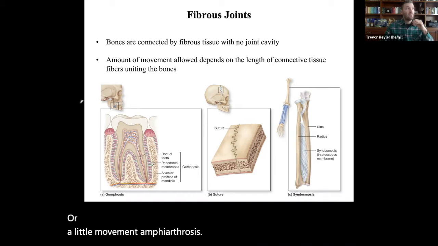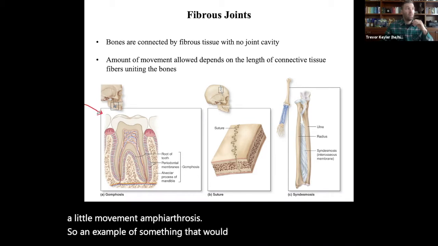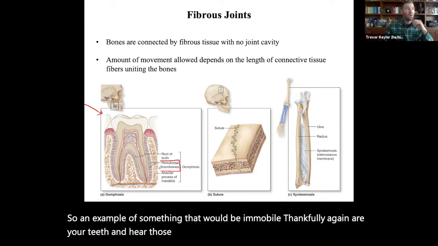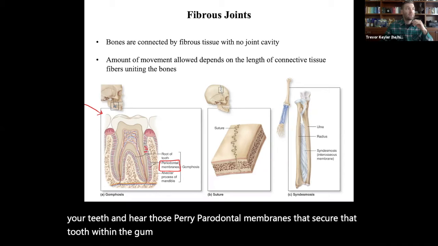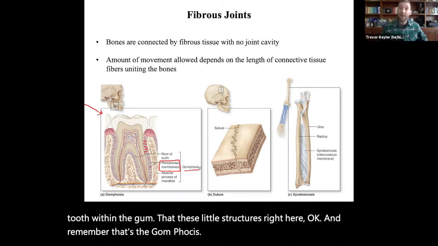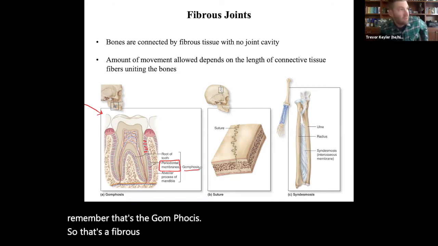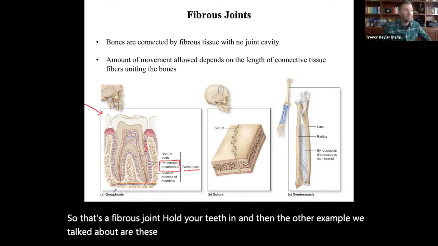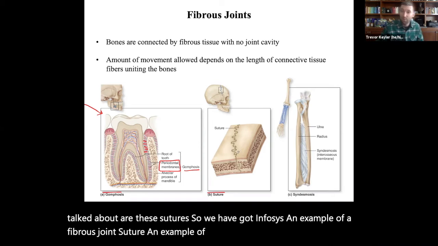So an example of something that would be immobile, thankfully again, are your teeth. And here are those periodontal membranes that secure that tooth within the gum. They're these little structures right here, okay? And remember, that's the gomphosis, okay? So that's a fibrous joint, holds your teeth in. And then the other example we talked about are these sutures. So we have gomphosis, an example of a fibrous joint. Suture, an example of a fibrous joint. Again, no movement. We don't want the bones of our skull moving around.